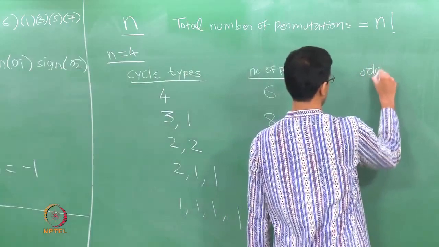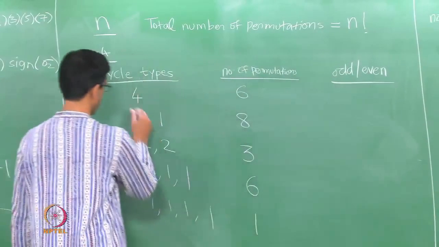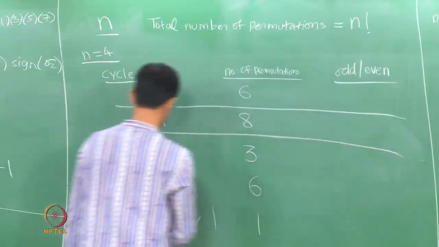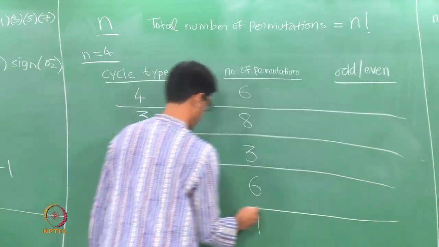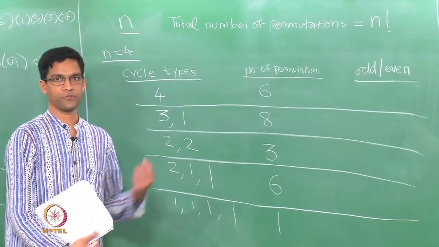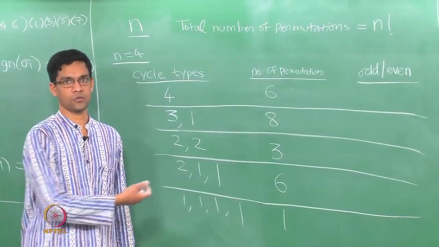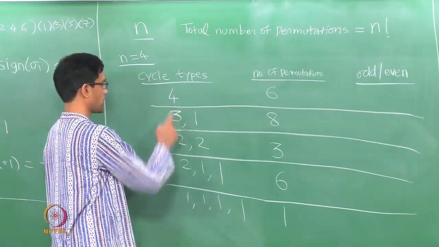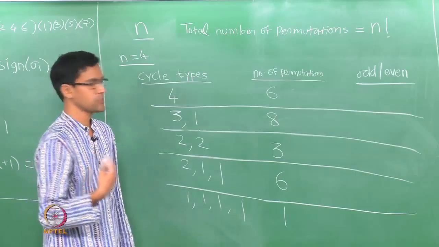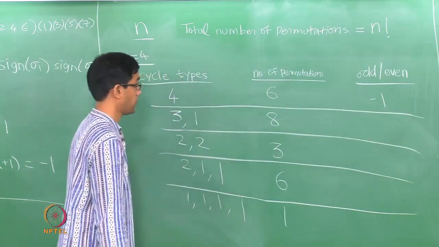And finally, since we talked about signs right now, it's natural to wonder which of these permutations are odd and which are even. We already have the techniques to answer these questions. For instance, if you have a permutation which is just a 4 cycle, we just talked about signs of cycles, a 4 cycle is always odd. So I'll just write -1 for odd.